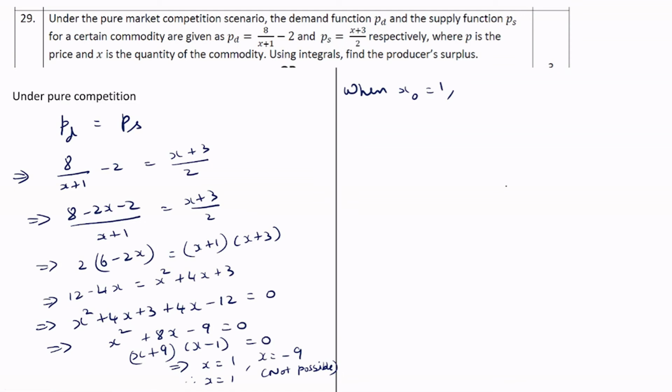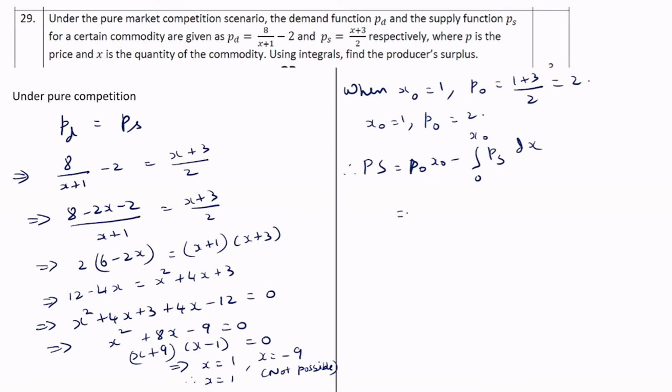I'm substituting here P naught equal to 1 plus 3 by 2. It is 4 by 2, which is 2. So when x naught equal to 1, P naught equal to 2. Now we can find the producer surplus. Therefore producer surplus is equal to P naught x naught minus integral 0 to x naught supply function dx. So P naught x naught is 2 into 1, which is 2, minus integral 0 to 1.